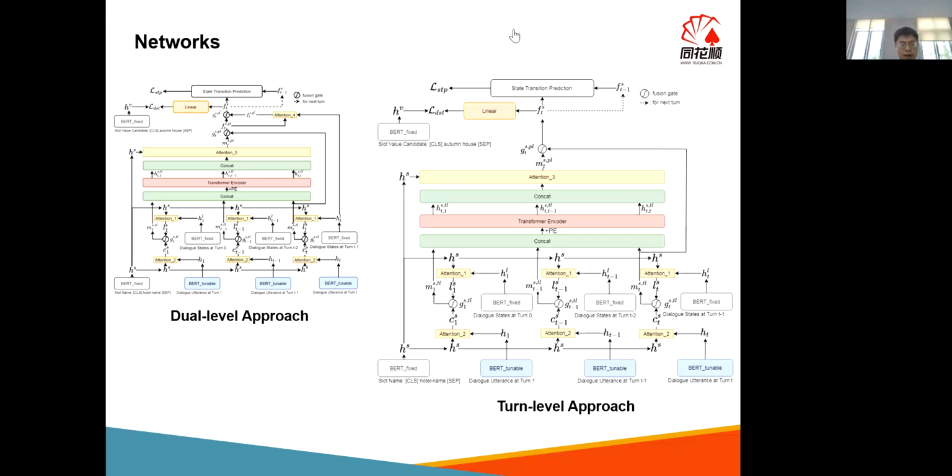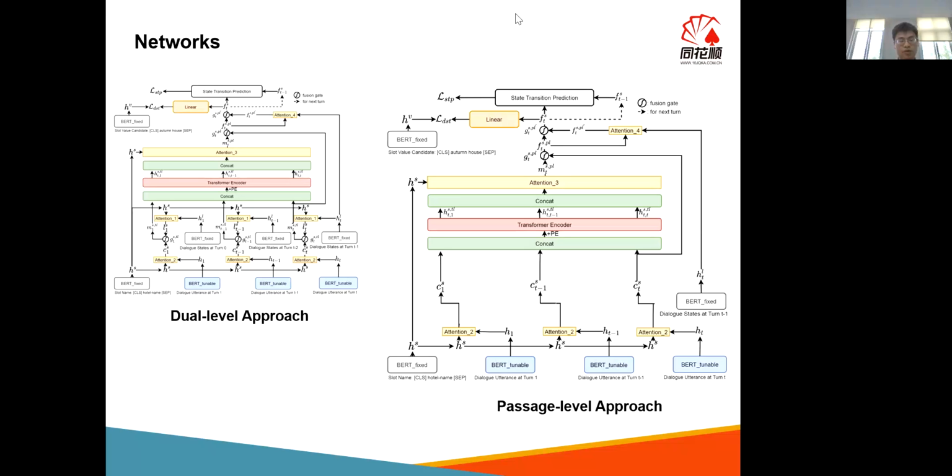We remove the passage level gate on the top and the related data flow. It is the turn level approach in the paper. We remove the turn level fusion gate at the bottom and the related data flow. It is the passage level approach in the paper. We also remove both the passage level and the turn level fusion gates as the base approach.